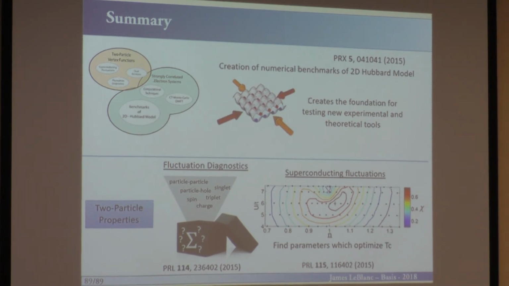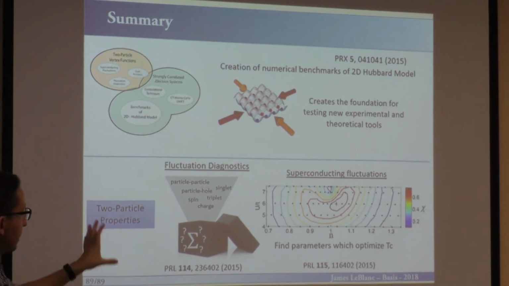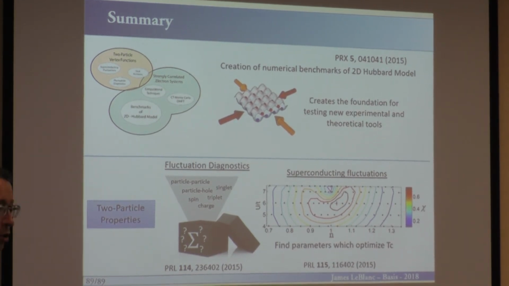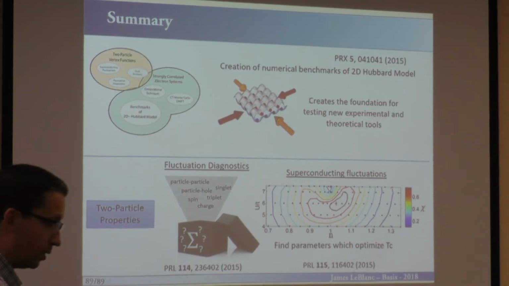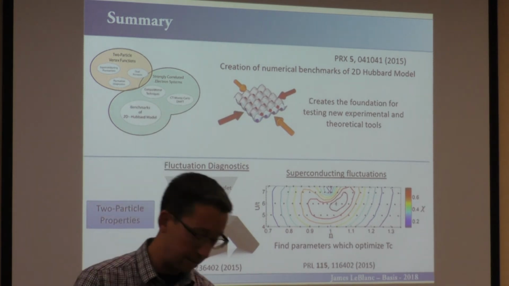Okay? And then once we've established rigorously the full phase diagrams of that model, moving beyond that to harder problems. Finally, I showed you a couple of examples where I used a couple of things, one called fluctuation diagnostics, and the second, searching for superconducting fluctuations, and how all of this stuff was associated with 2-particle vertex functions and 2-particle susceptibilities. So with that, I'm done. So thanks for your attention, guys.